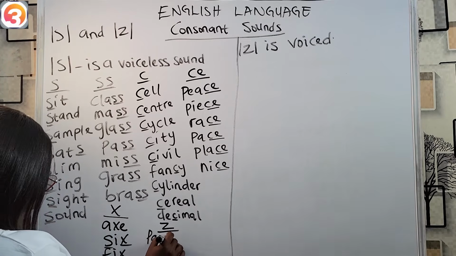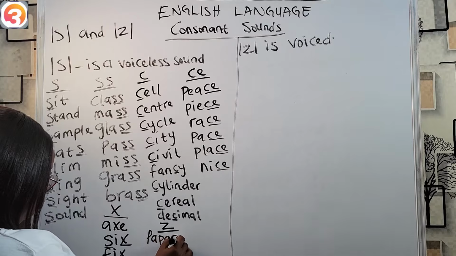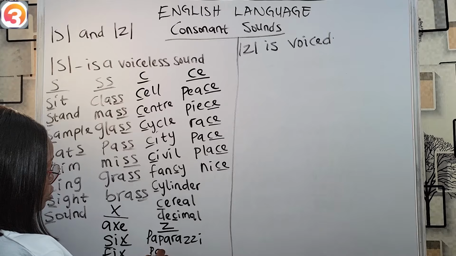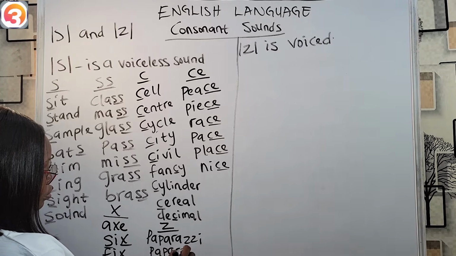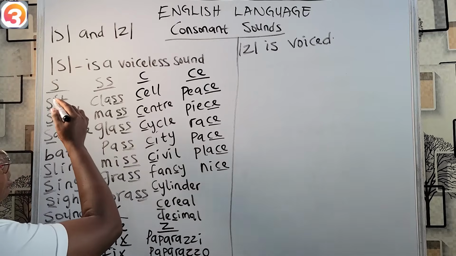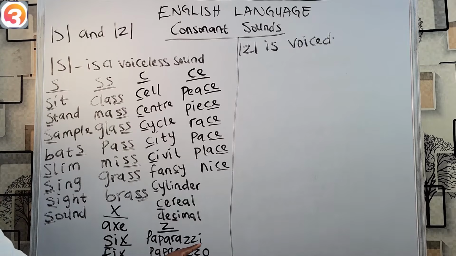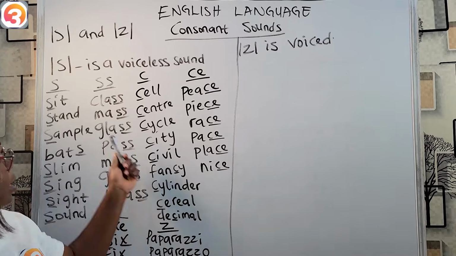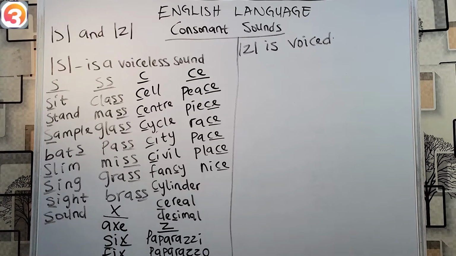Then we also have it in Z. Paparazzi. Or the singular paparazzo. The Z contains S. It's paparazzi, paparazzo. So there's an S in this Z. Let's take note of that.